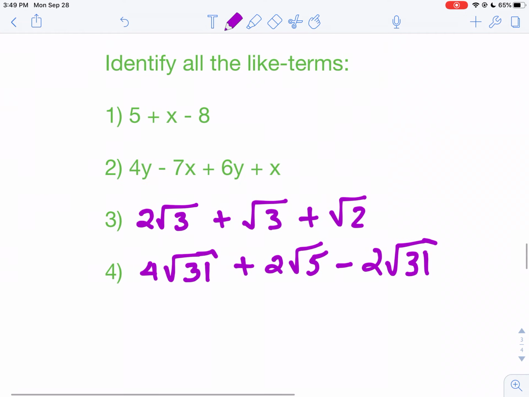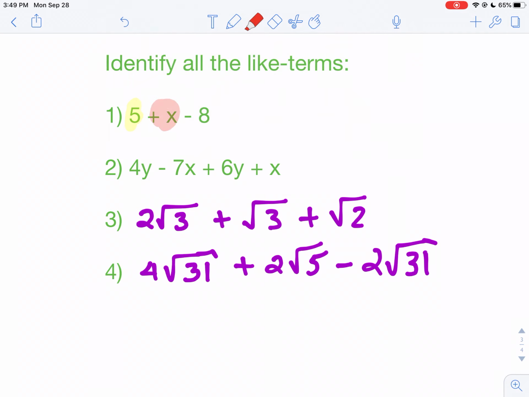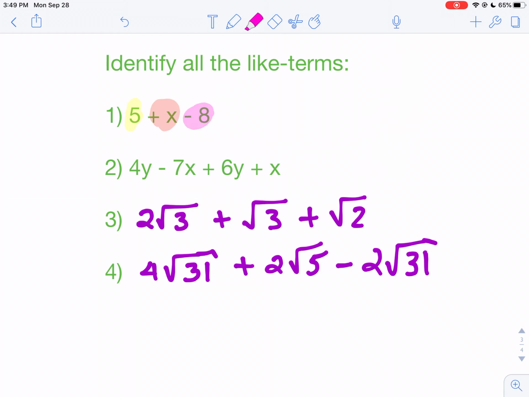Okay, so here is number one. Here you have 5 plus x minus 8. By the way, this problem has three terms. You have positive 5, you have plus x, and you have negative 8. So there are three different terms, in case you don't know what I mean by terms. So it's three terms. Now, which of these are like terms?